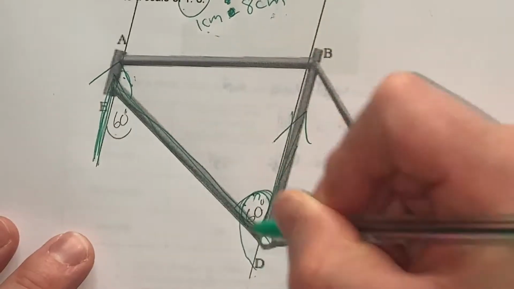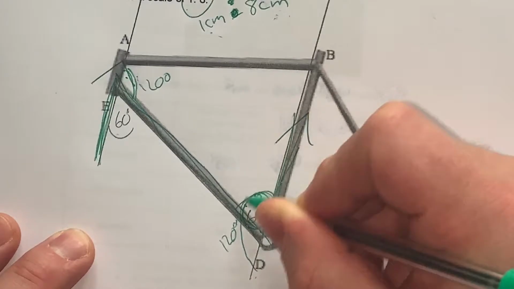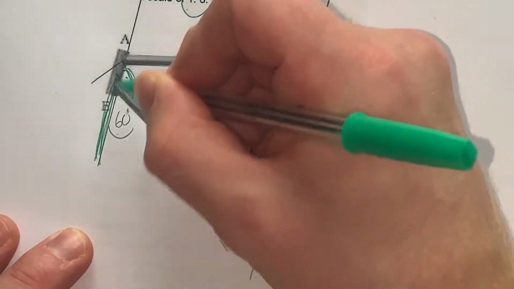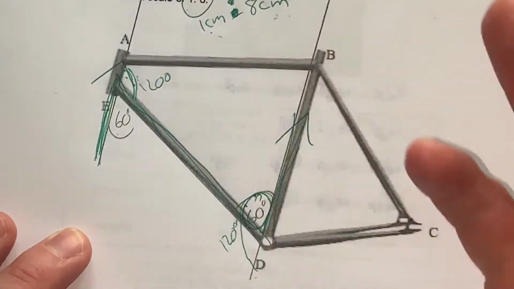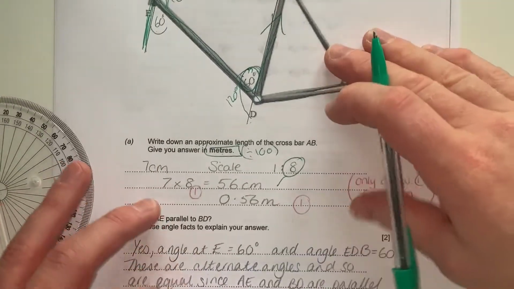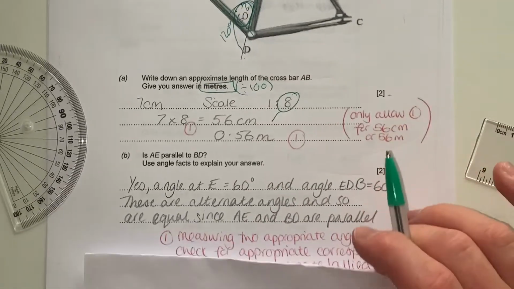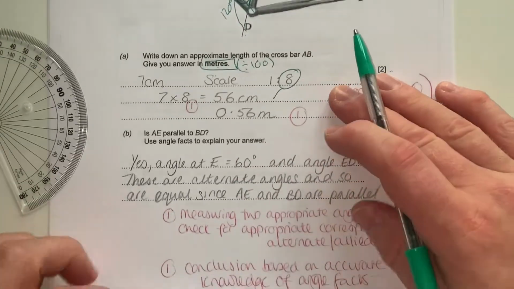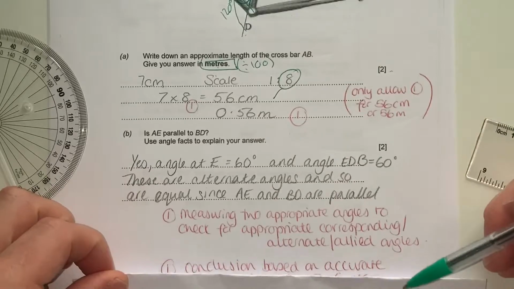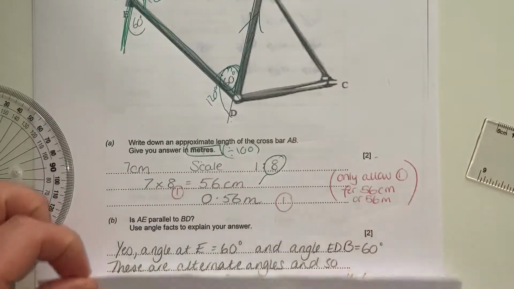Similarly, if you measure in here and in here, they would be 120 because they're on a straight line, or inside add up to 180 as well. Loads of different ways you could have done it. So for the 2 marks, you first had to measure and show they were the same, but then you had to use the words either alternate, or you could have used corresponding, or you could have used co-interior.